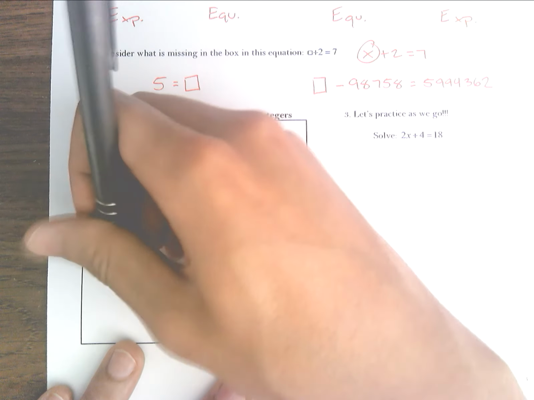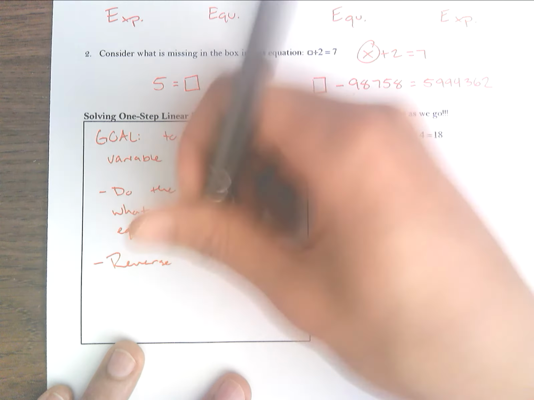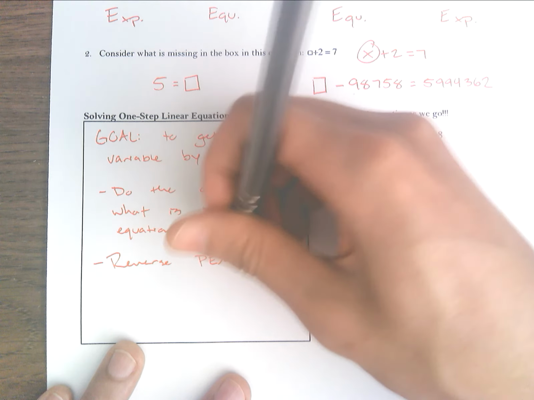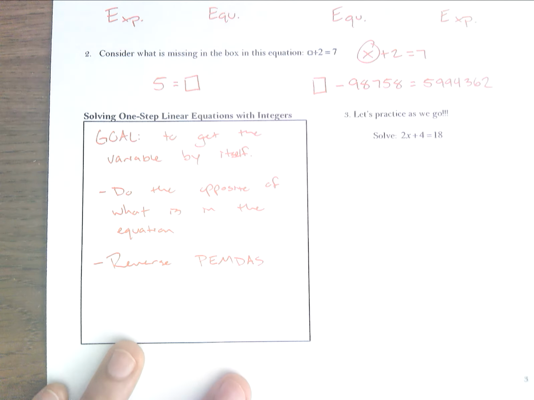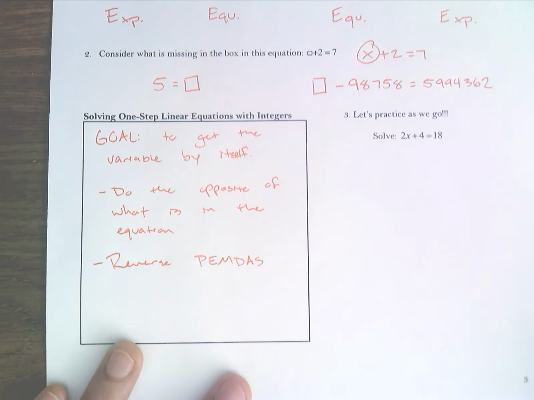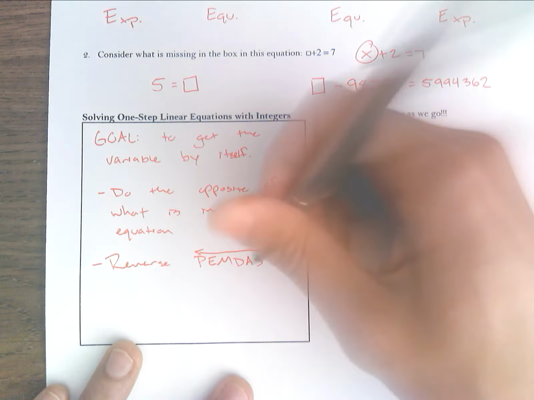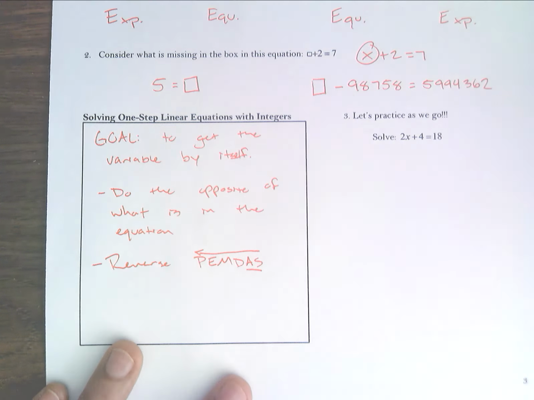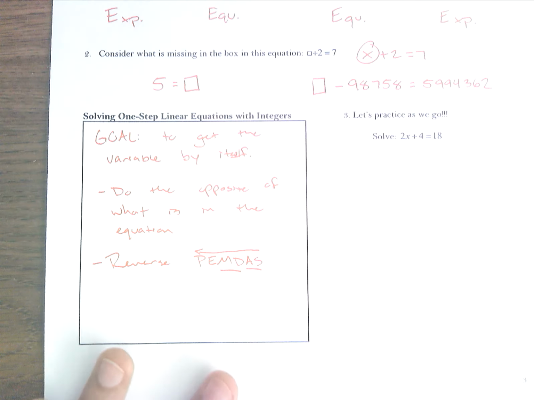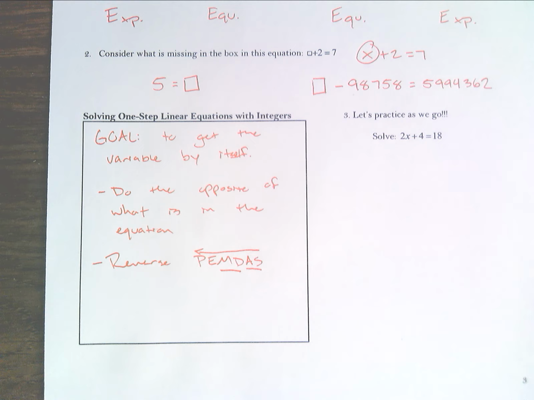We're going to go in reverse PEMDAS. And if you remember PEMDAS, remember, please excuse my dear Aunt Sally. We want to go in reverse order. So we're going to start with addition and subtraction. And then we're going to look at multiplication and division. And then we're going to look at exponents and parentheses. So we're going to go in reverse PEMDAS.